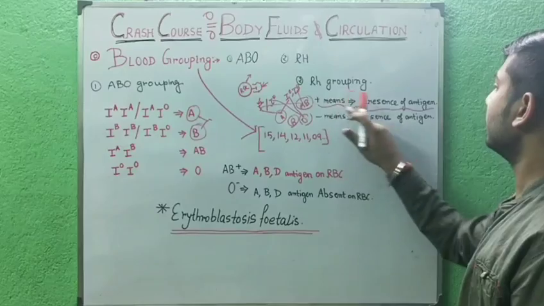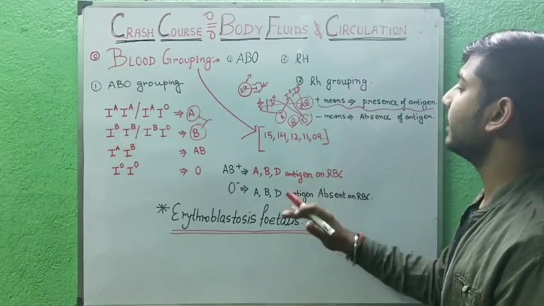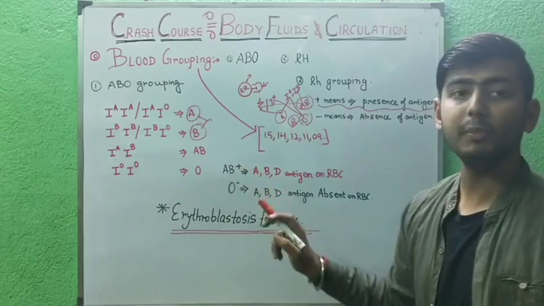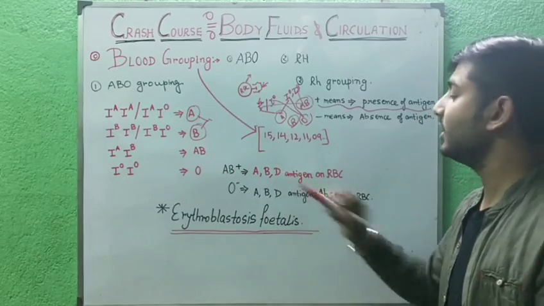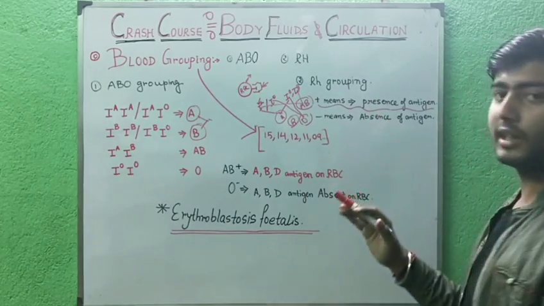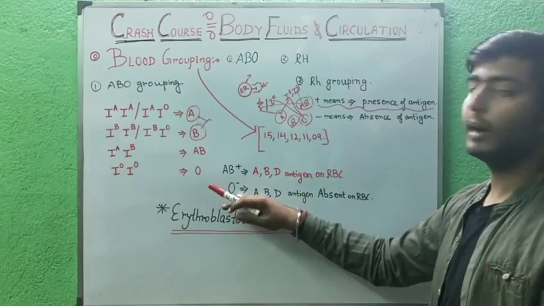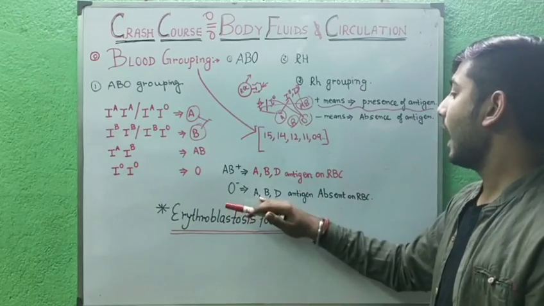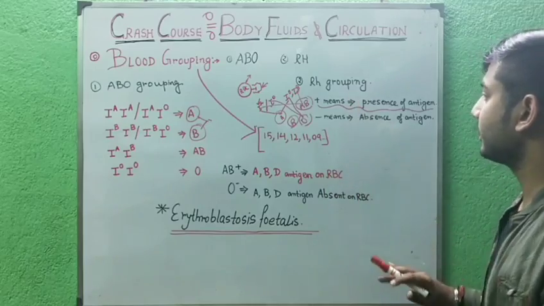If it is positive, it means presence of antigen. Then we can write that blood group as, for example, AB positive. It means A antigen, B antigen and D antigen are present on the membrane of RBC. I hope this is clear. But negative means absence of antigen. For example, an O negative individual has no A antigen, B antigen or D antigen. I hope this is clear.